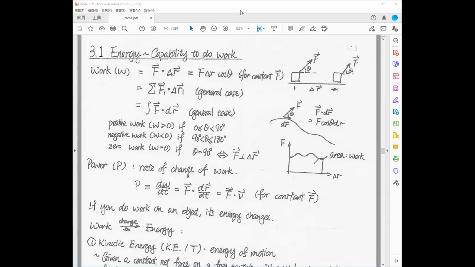Work is defined as the force dot product with the displacement. You just look at the diagram. I hope you understand. This is for the constant force. If the force is constant, then you do it like this. And most likely in your textbook, you write it like W equal to F s cosine theta.